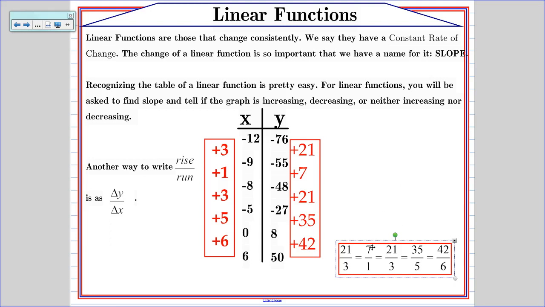The slope is going to be what they reduce down to. So 21 over 3 reduces down to 7 over 1. 35 over 5 reduces down to 7 over 1. Same for 42 and 6. So the slope of the table is 7. This is an increasing table, which we can tell because the y values are going up from a negative number to 8 to 50. That's increasing.